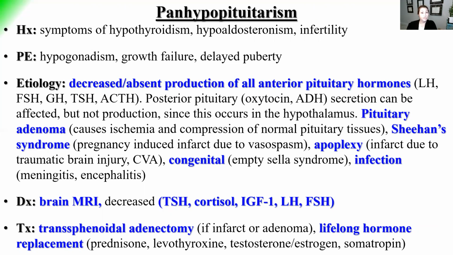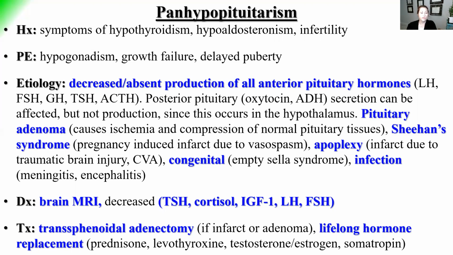Things that can cause this: a pituitary adenoma causes ischemia or death of the normal pituitary tissues. Sheehan syndrome is one that is related to a very traumatic labor that can cause an infarct and cause death because of a vasospasm. Apoplexy is infarct due to some kind of traumatic brain injury or a stroke, a CVA, cerebrovascular accident. You can have a congenital loss of the pituitary gland, so something called empty sella syndrome. Remember, the sella turcica is the area where the pituitary sits. An infection can also cause this, something like meningitis or encephalitis that affects the brain tissues.